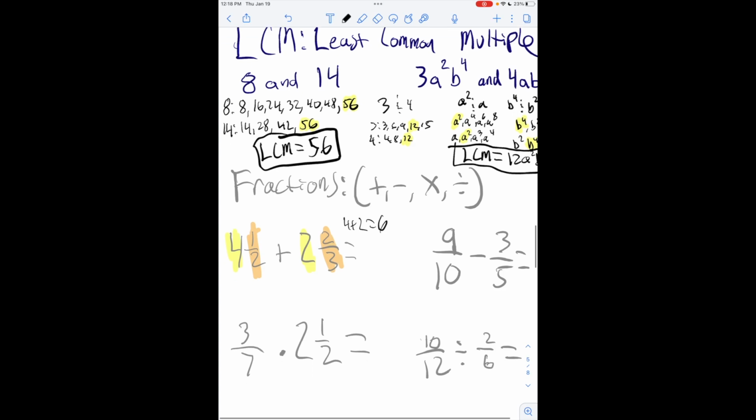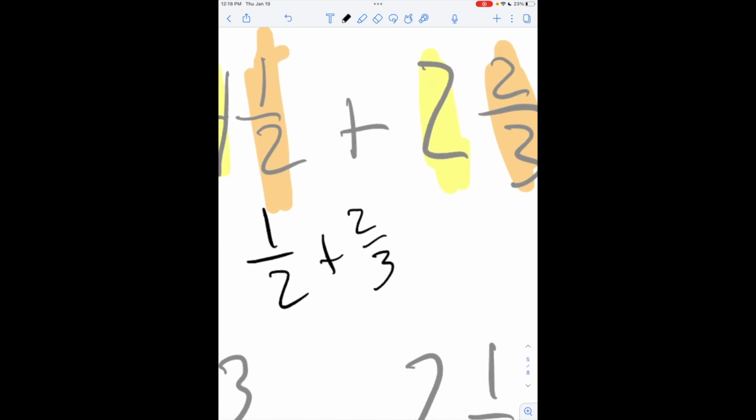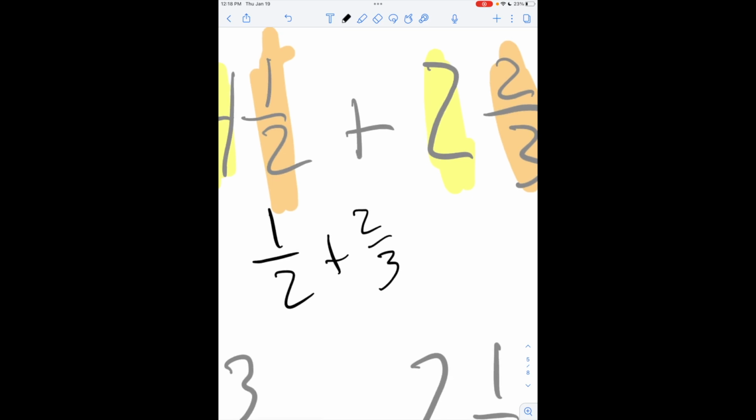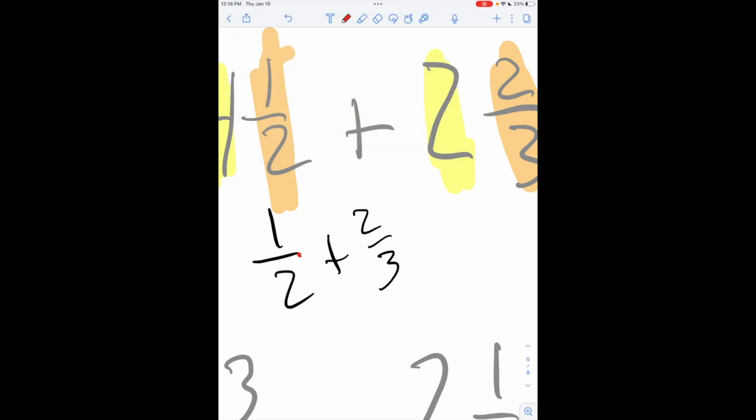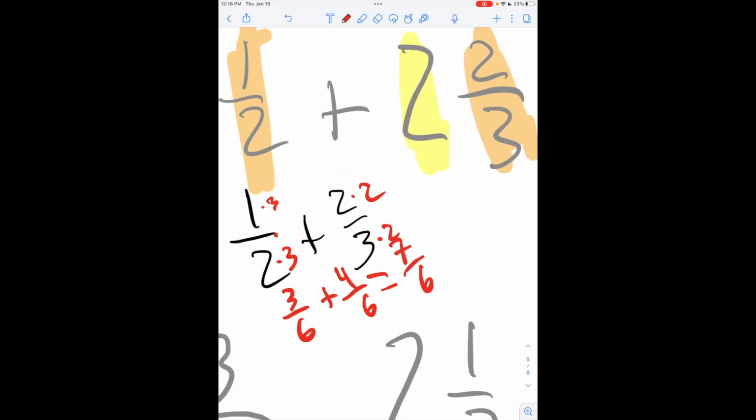And then 1/2 plus 2/3. I have to figure out the least common multiple of 2 and 3. It's actually 6. So I'm going to multiply the top by 3 and the bottom by 3 so that I get 3/6. And on my other side, I'm going to multiply the top and the bottom by 2, so this is going to be 4/6. When I complete this, I see that I get 7/6.